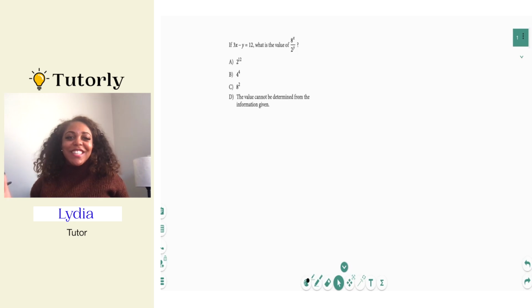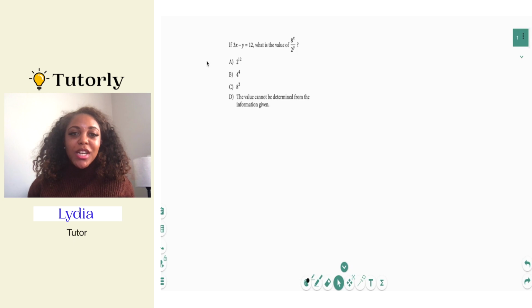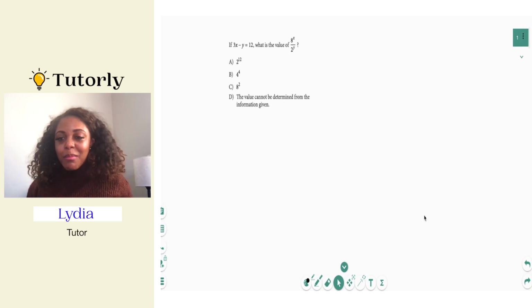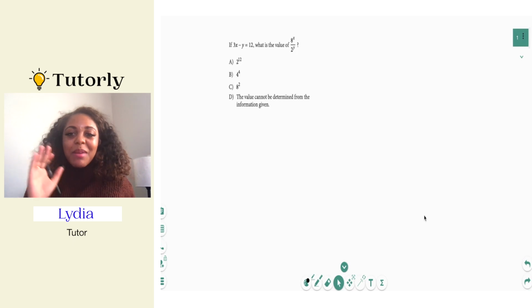So our question is, if 3x minus y equals 12, what is the value of 8 to the power of x over 2 to the power of y? As we can see, we have an option that says the value cannot be determined from the information given. I think a lot of the time when students see that option, they think that's automatically a sign that, oh, we can't solve it, or this is going to be a tricky question. But I promise you, this is actually a bit simpler than you may think.